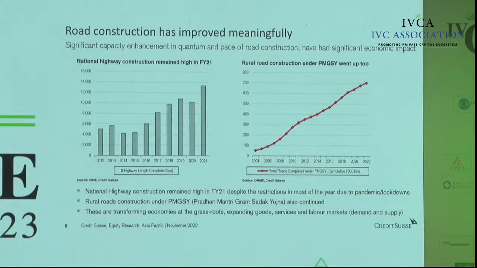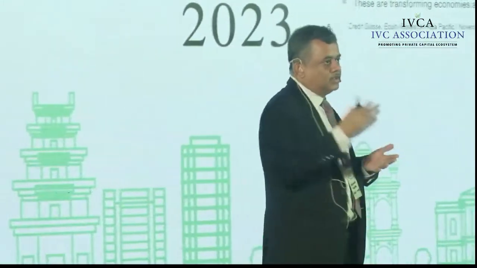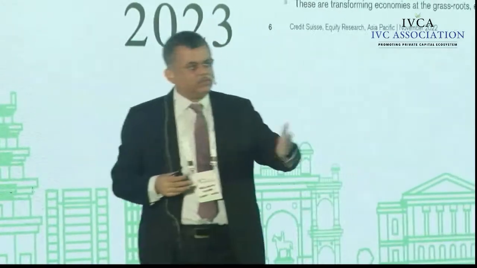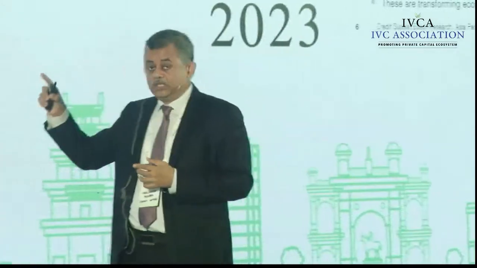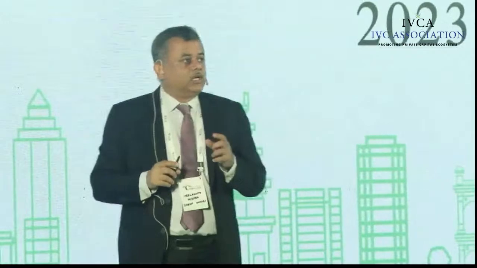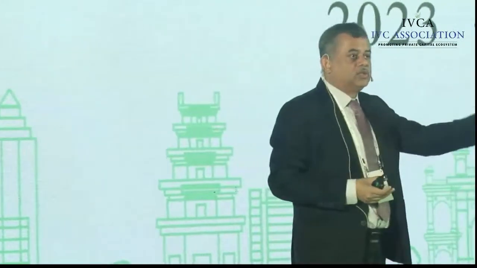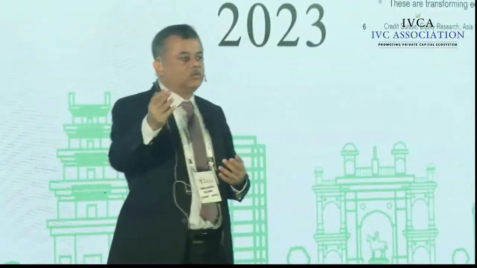Why am I so constructive on growth being faster than what it was pre-COVID? Because of several points that I'll run you through now. The first is macro infrastructure. So you look at the highway length completed. This number is going to be above 16,000 kilometers this year just by NHAI, and then the Ministry of Transport also does the border roads, etc. So this number is still rising.